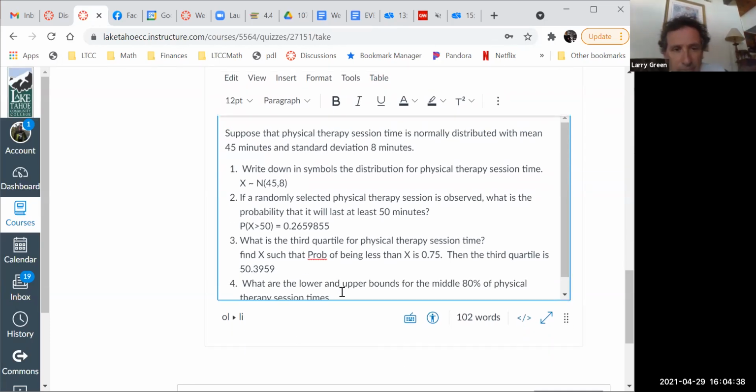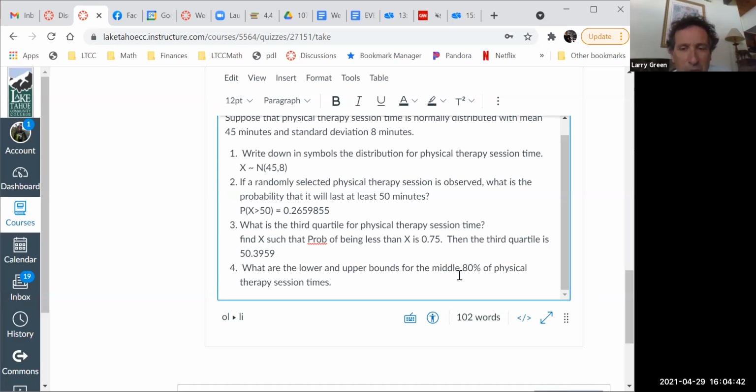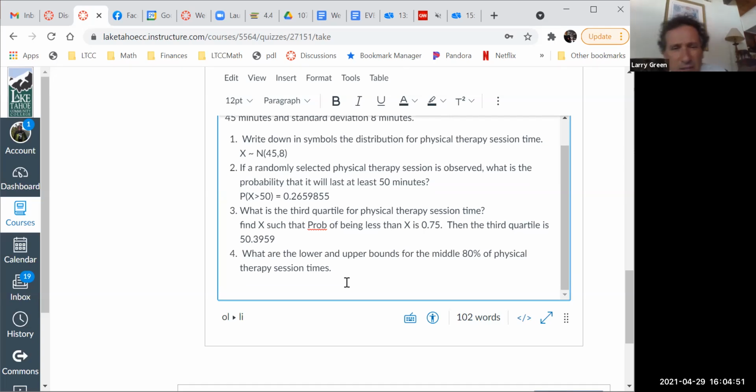Okay, so number 4 is, what are the lower and upper bounds for the middle 80% of physical therapy session times? How do we do that one? That one takes some more work. Anyone have a strategy? If I want the middle 80%. It's kind of what we did a couple days ago. Okay, so let me remind you, if the middle is 80%.